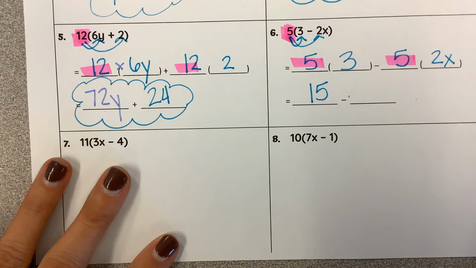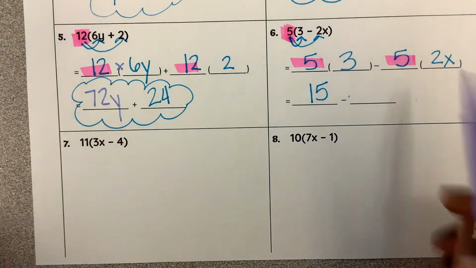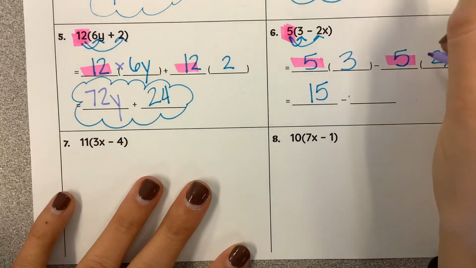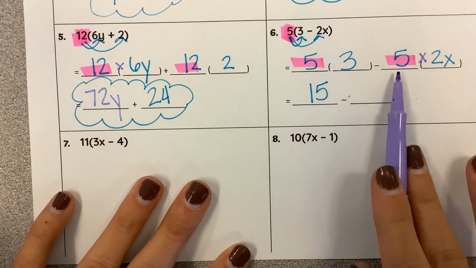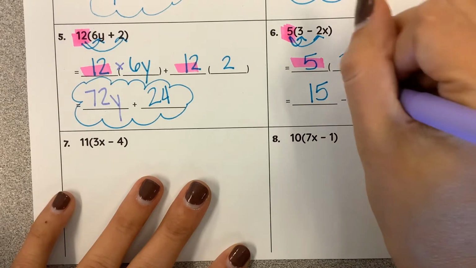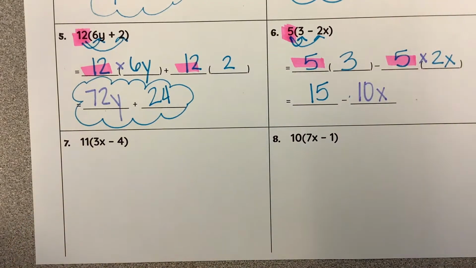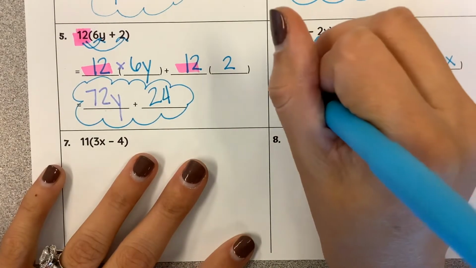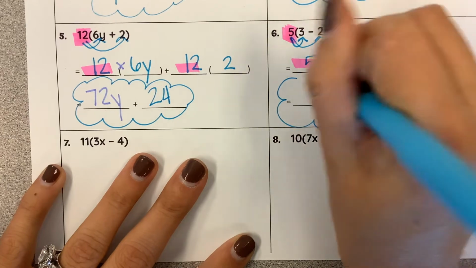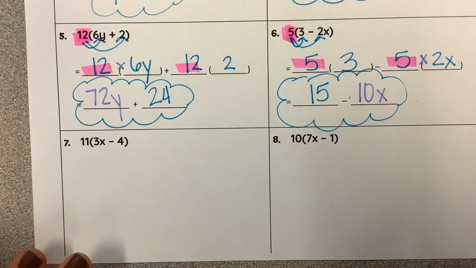Bringing down my subtraction sign. And then here, it's not just 5x, it's 5 times 2x. So I'm doing 5 times 2, which is 10, and bringing down that variable of x. And that is our simplified answer, 15 minus 10x.